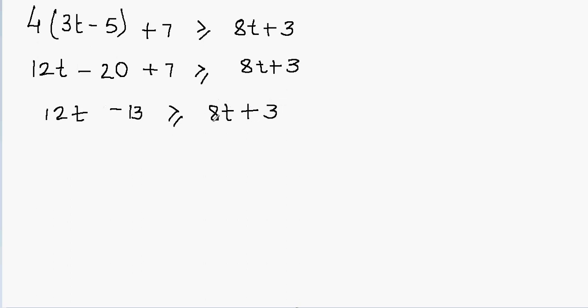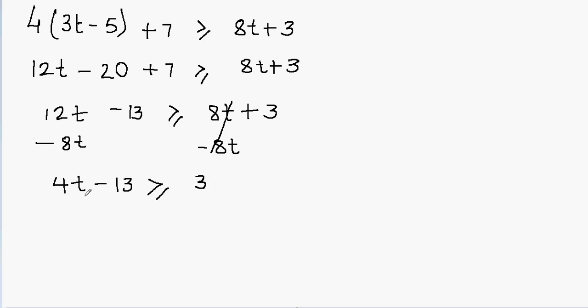Again, I have to bring all the variables to one side, so I will subtract 8t on both the sides. 8t, and I get rid of this, so this is eliminated. 12t minus 8t will give me 4t minus 13 greater than or equal to, I'll bring down 3 here.